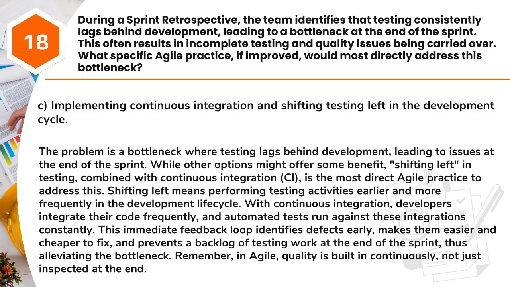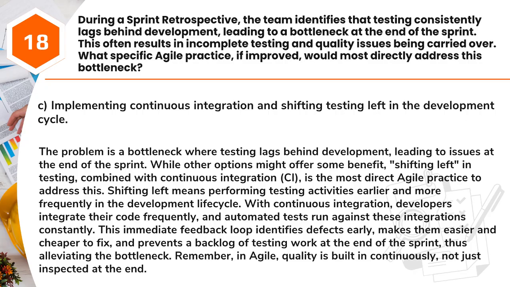Answer: C. Implementing continuous integration and shifting testing left in the development cycle. The problem is a bottleneck where testing lags behind development, leading to issues at the end of the sprint. While other options might offer some benefit, shifting left in testing, combined with continuous integration, CI, is the most direct Agile practice to address this. Shifting left means performing testing activities earlier and more frequently in the development lifecycle. With continuous integration, developers integrate their code frequently, and automated tests run against these integrations constantly.